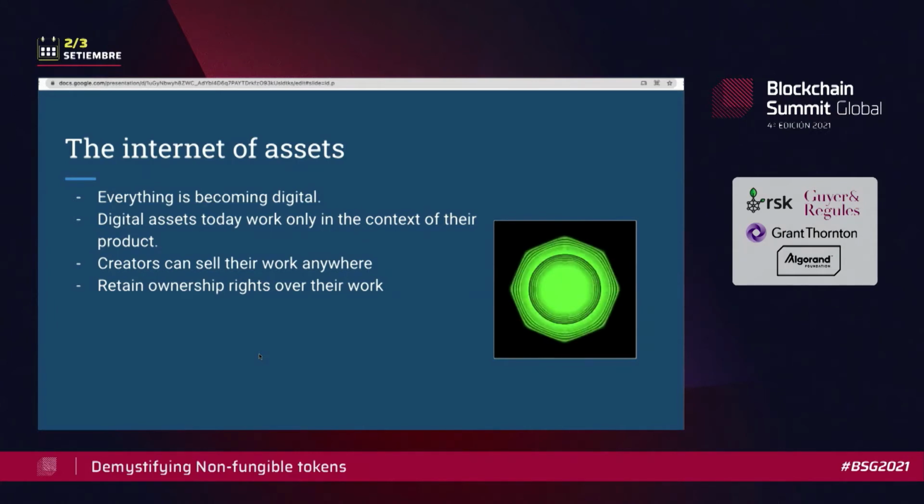Creators can sell their work anywhere versus being dependent on the infrastructure and distribution provided by the platform. And also, they can retain ownership rights over their work and claim the resale royalties directly versus platforms such as music streaming services retaining majority of the profits.